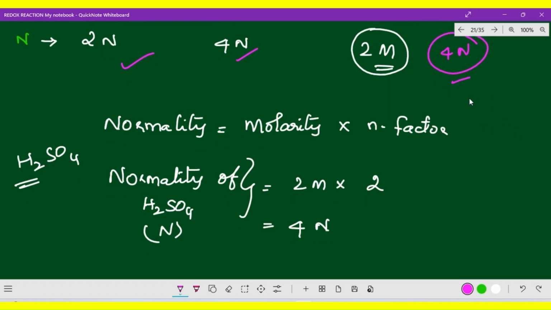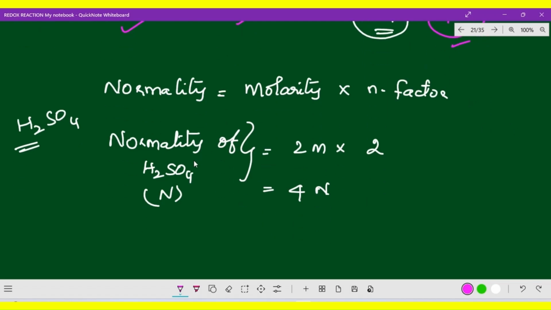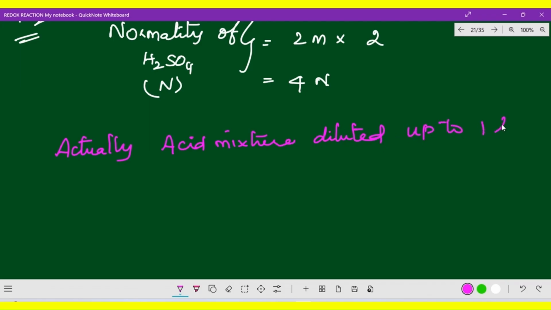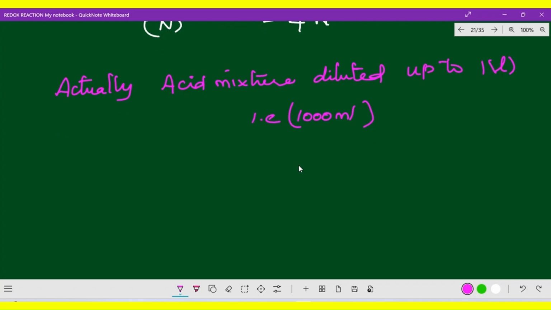Now we have to identify that the acid mixture is diluted up to 1 liter, that is 1000 ml. I'll write everything clearly so that it will help you understand. Now here in that 1000 ml, 50 ml of this mixture is completely reacted.